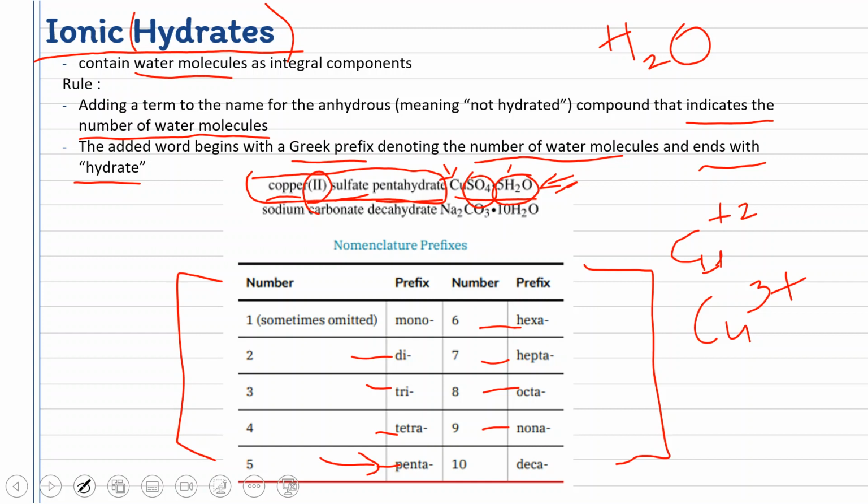Remember, we follow the ionic rule for naming the first part of this compound. The last part is a hydrate, so we use the rule for hydrates, which says we add a term to the name. This term ends with hydrate and begins with a Greek prefix that tells you the number of water molecules. If I have 5 water molecules, I have penta, so it ends with pentahydrate. The first part is just the name of the ionic compound: copper 2 sulfate pentahydrate. That is the rule that governs ionic hydrate naming.